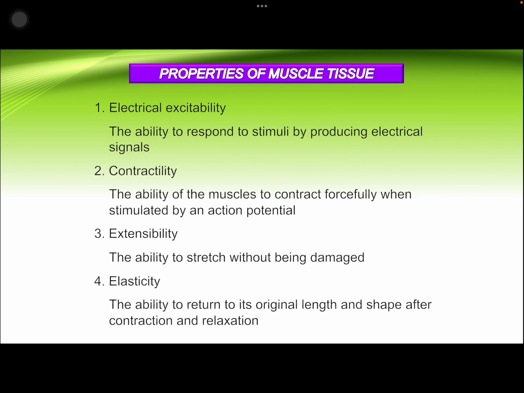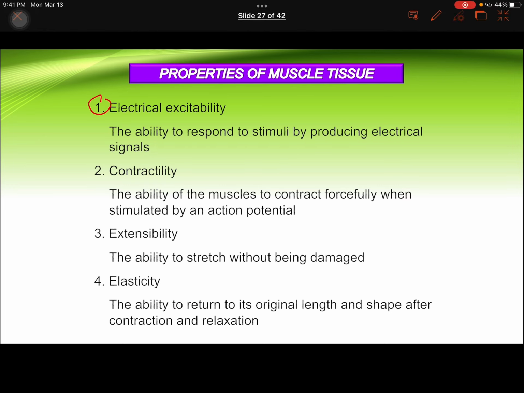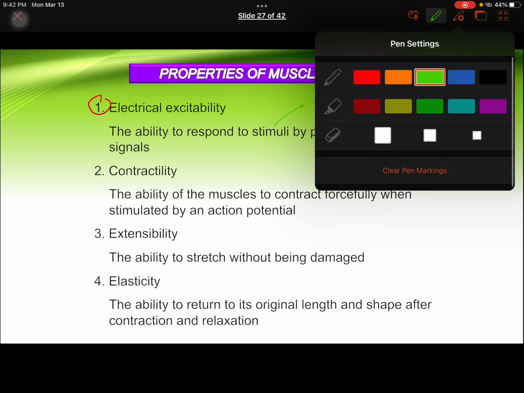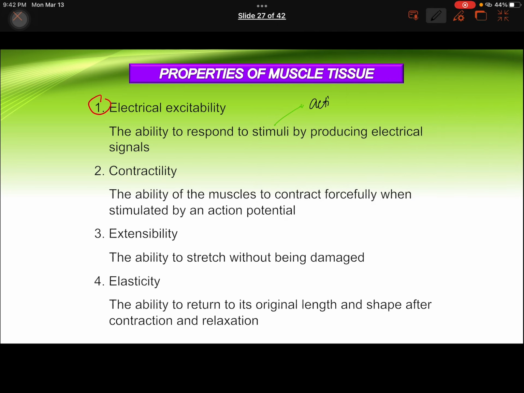So the properties of a muscle tissue are, one, electrical excitability, its ability to respond to stimuli such as the generation of action potentials by producing electrical signals. Not only does it produce electrical signals, it can also perceive or receive electrical signals. So its excitability depends on the electrical signals generated by action potentials.